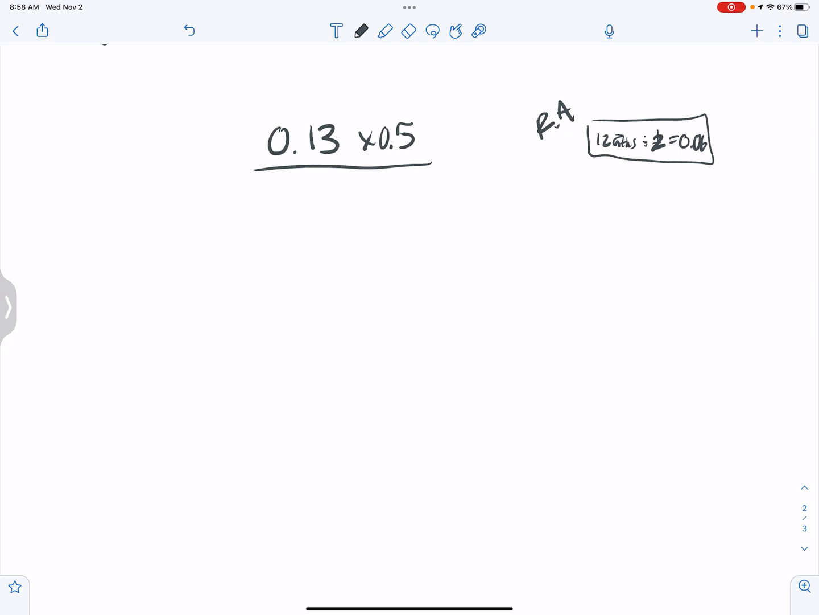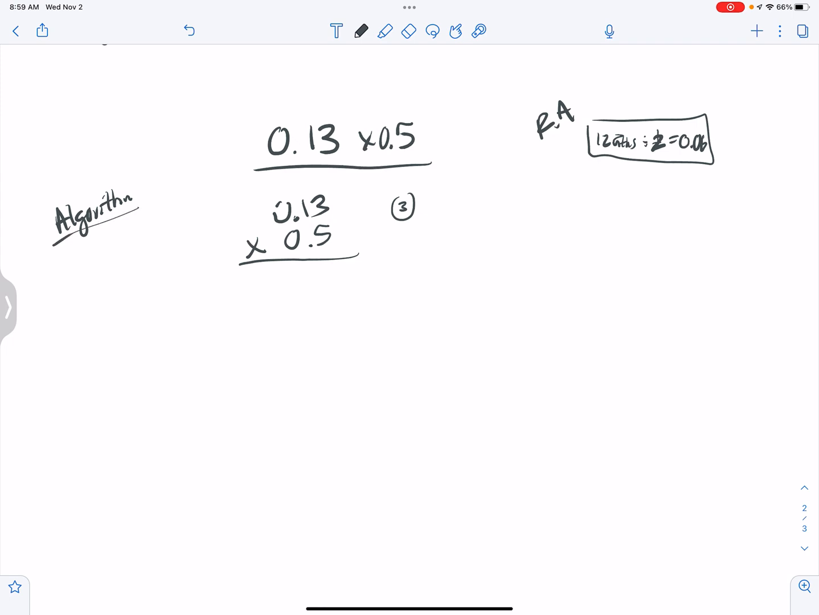So keeping that in mind, I am going to set this up following the algorithm, where we know there's more digits in 13 hundredths. I'm going to kind of ignore those decimal points for now, which is different than subtraction and addition. And now I'm going to quick count. I know there's 1, 2, 3 digits to the right of the decimal point. So I'm going to leave myself that reminder. And now I'm going to multiply.